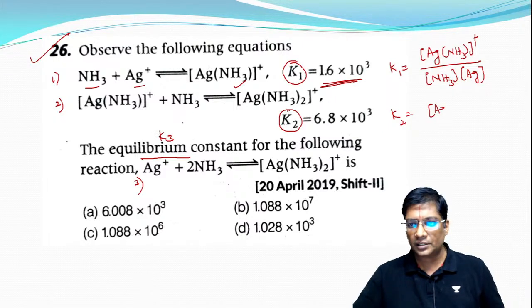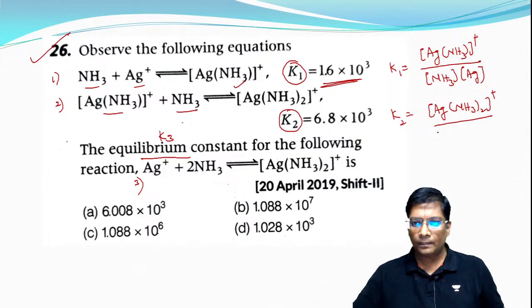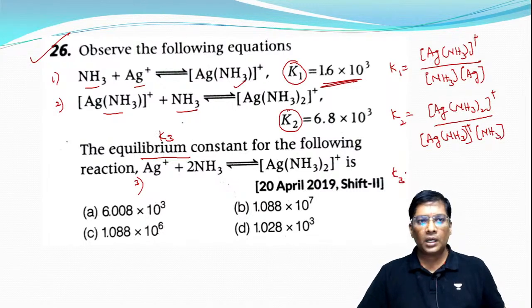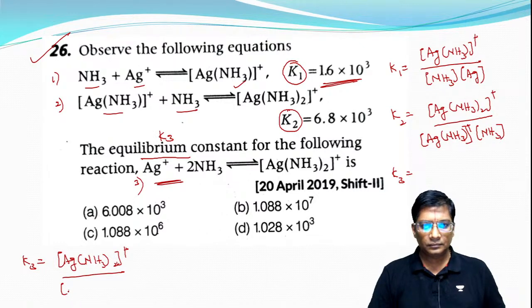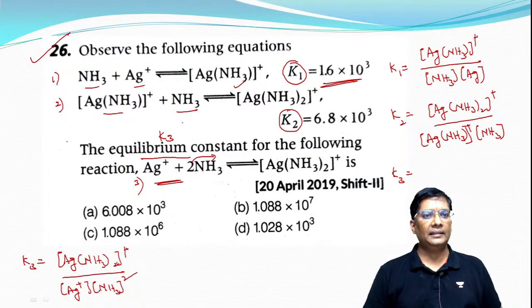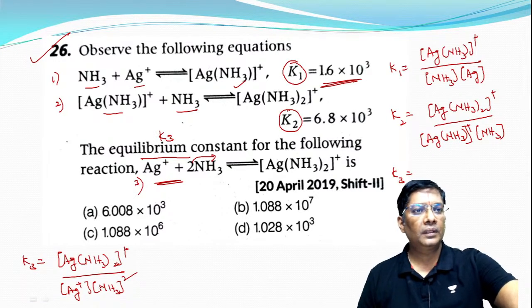This is K2. K2 means concentration of Ag(NH3)2 plus by the reactants. What are the reactants here? Concentration of Ag NH3 plus into concentration of NH3. This is K2. And what about K3? You need to do the K3 also. I am writing here. K3 equals, for this equation, concentration of Ag(NH3)2 plus by concentration of Ag plus and NH3 squared. You can write like this. Okay, yes.